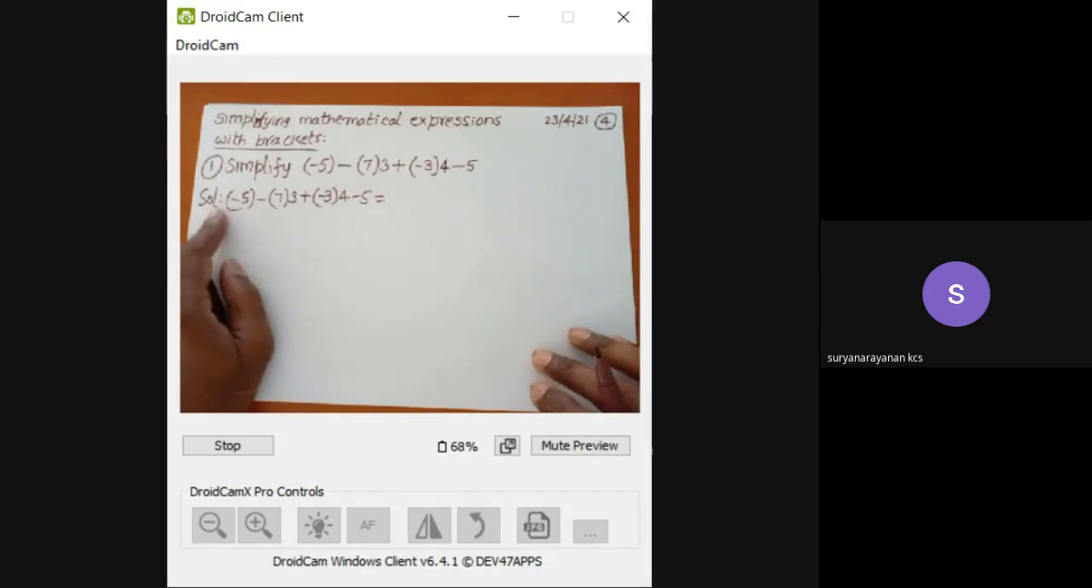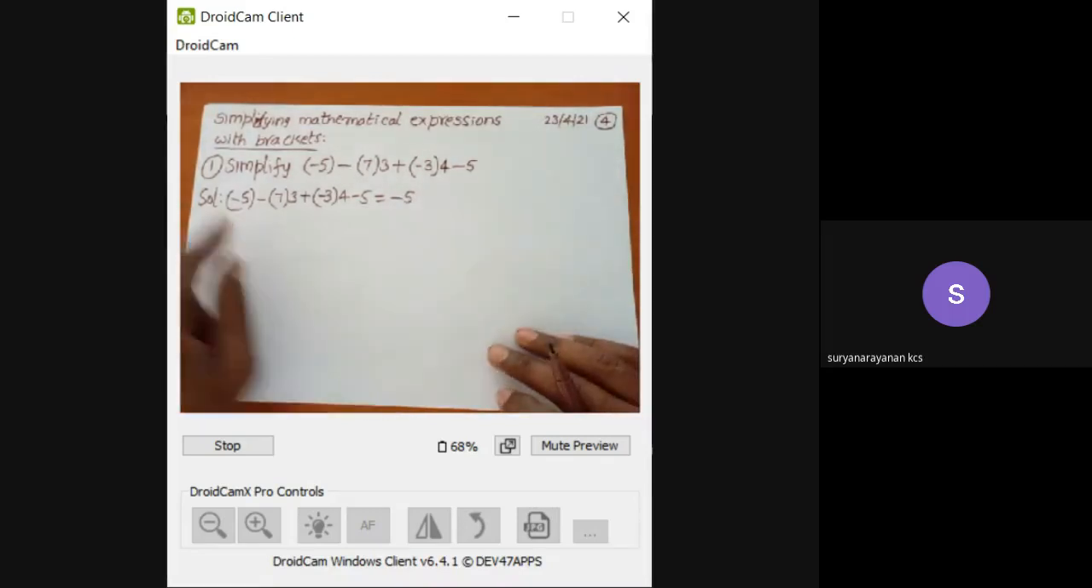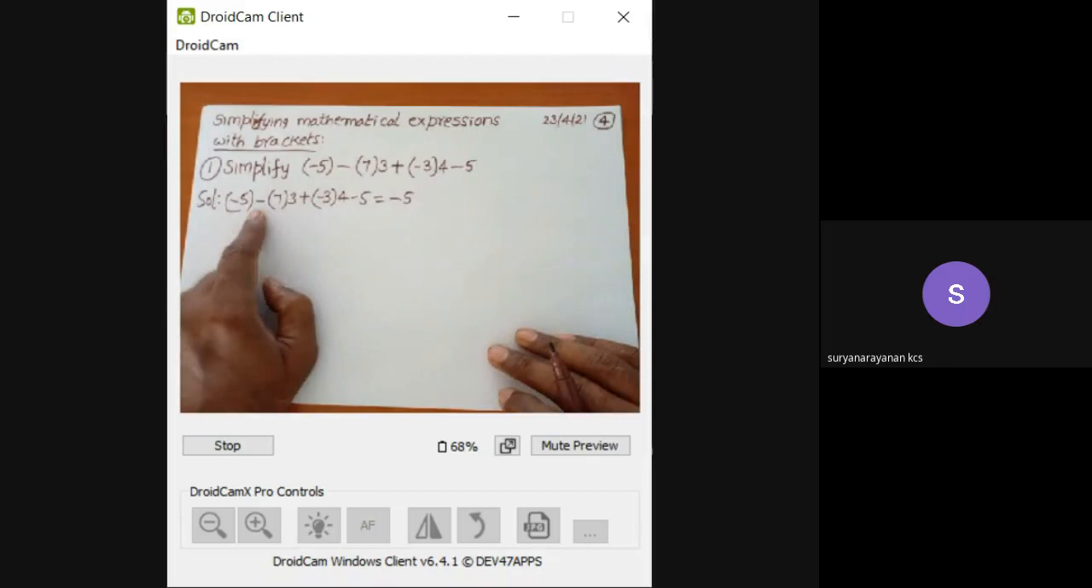See here, first number is -5. Before this number, no sign is there or no number is there. So we write this number as it is by removing the brackets. We remove the brackets and we write minus 5. Now come to the next term, next number. Here minus 7 into 3 is there.